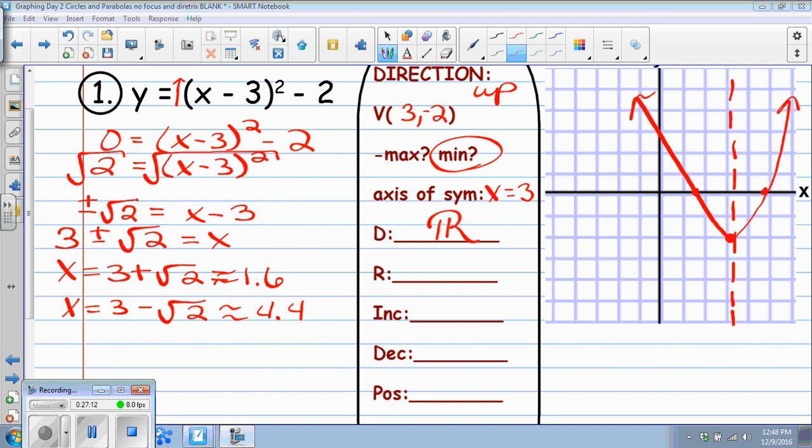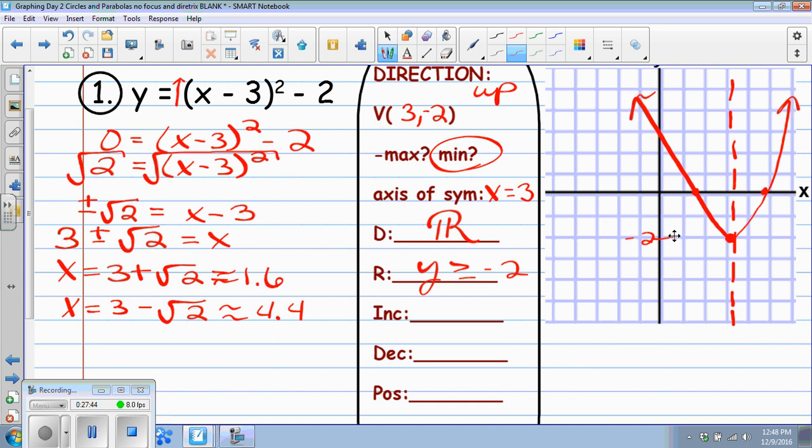Okay, the range. What's the range? Y is greater than -2. That's my lowest point, right? So y is greater than or equal to -2. It does equal -2. Now, your range is the only thing you're going to name in terms of y. Everything else you're describing as intervals on the x-axis.